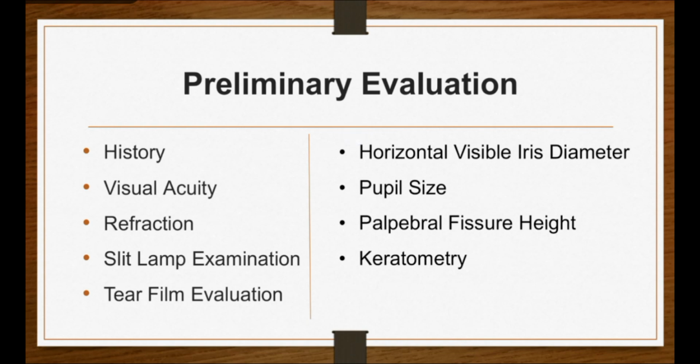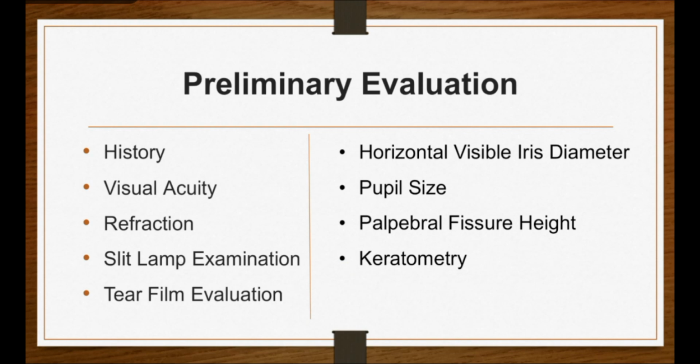Next, you have to see the horizontal visible iris diameter. The horizontal visible iris diameter is the distance between the limbus of a single eye. So from the temporal limbus to the nasal limbus of a single eye, you are measuring it. It is the horizontal visible iris diameter. And you have to measure pupil size. Palpebral fissure height you have to see, and keratometry is done. Keratometry is done in order to see what the K readings are, right?